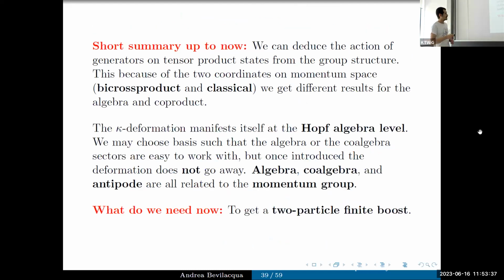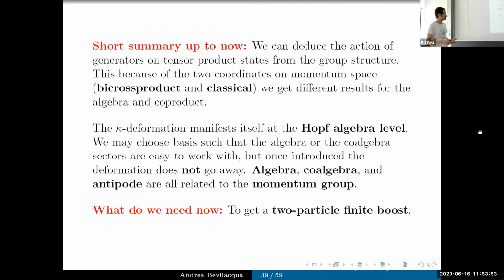So the kappa deformation manifests itself at the Hopf algebra level, and we may choose a basis such that the algebra or the co-algebra are easy to work with. But once you introduce a deformation, it does not go away. And algebra, co-algebra, and antipode are all related to the momentum group.